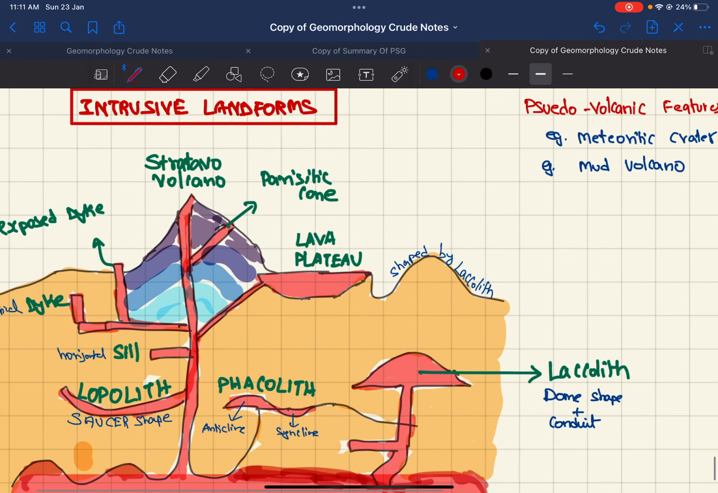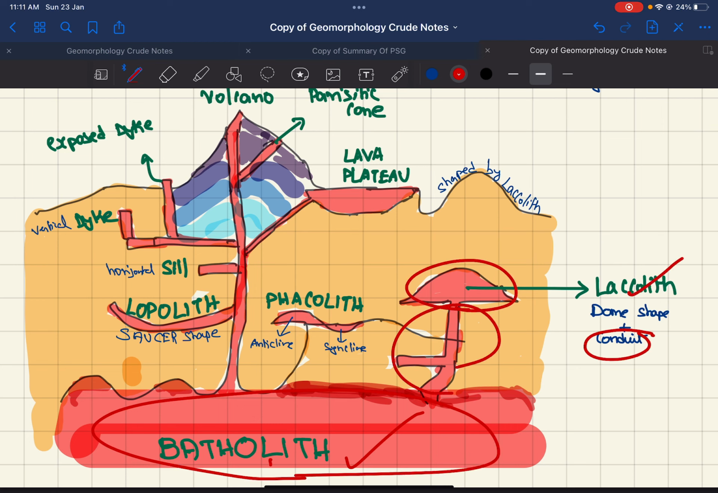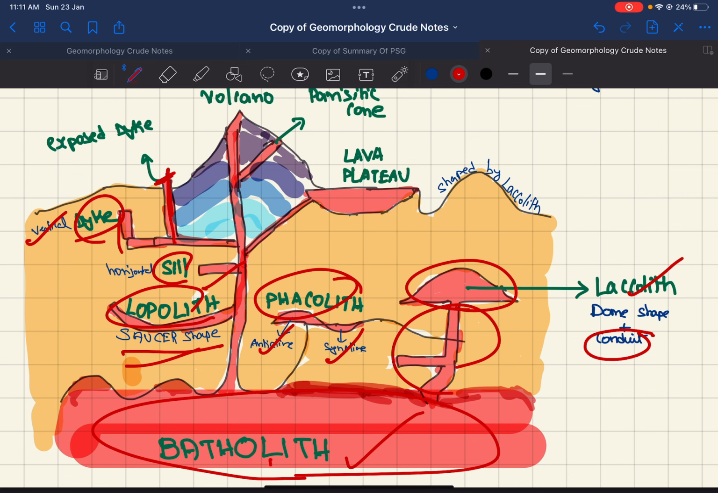And coming to the types of intrusive landforms, we have the batholith, which is the main core we have seen already. The laccolith is dome shaped and has a conduit or pipe. And also the phacolith, which has the anticline and syncline. Lopolith is saucer shaped, sill is horizontal, and dike is vertical. Whenever the dike comes out, it will be very resistant to erosion.